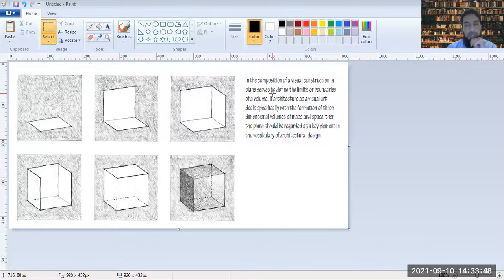So thereby, when you are visually constructing something in an architectural space, it would look like this. I will be showing you the figure. So in visual construction, the plane serves to define the limits or boundaries of a volume. If architecture as a visual art deals specifically with the formation of three-dimensional volumes of mass and space, then the plane should be regarded as a key element in the vocabulary of architectural design.